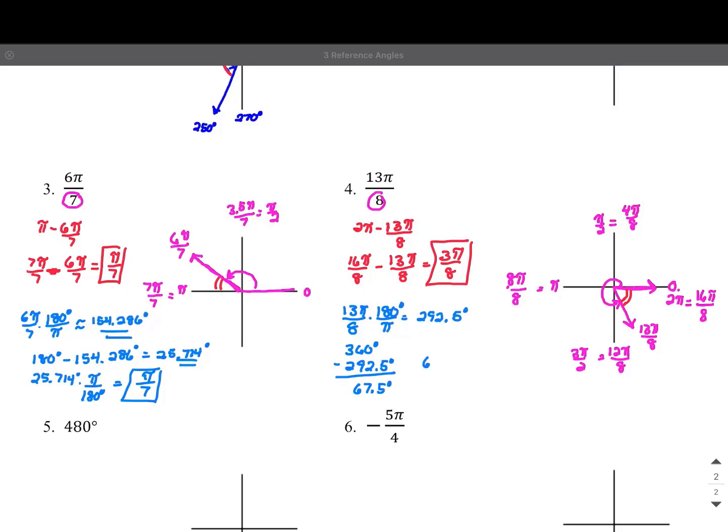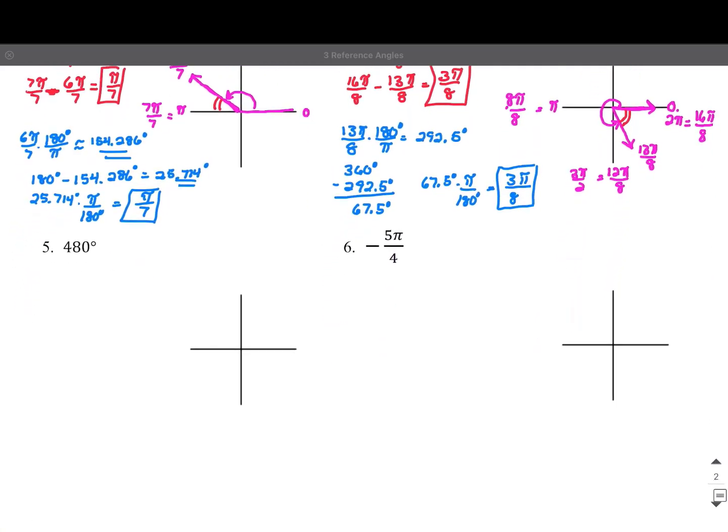You need to take 67.5 degrees and multiply by pi over 180 degrees. If you do 67.5 divided by 180, you will get 3/8, and then you have to remember to put the pi back in the top. There's two more I'd like to do with you.